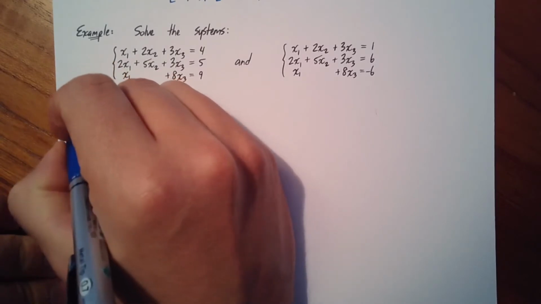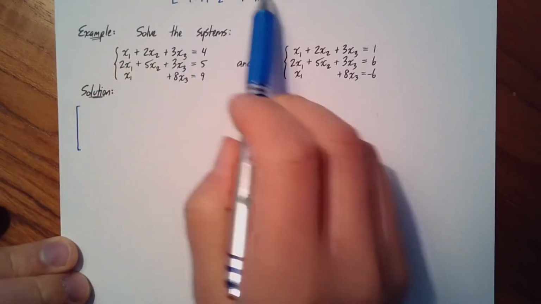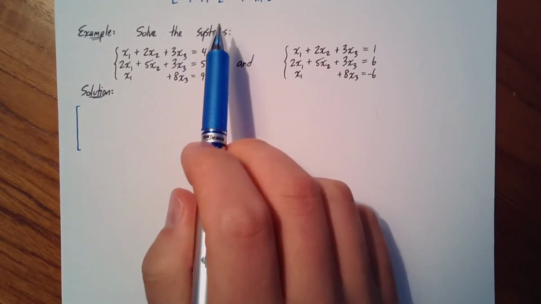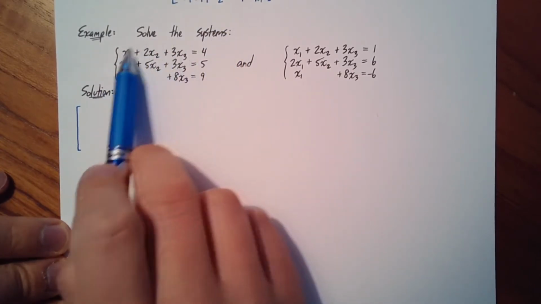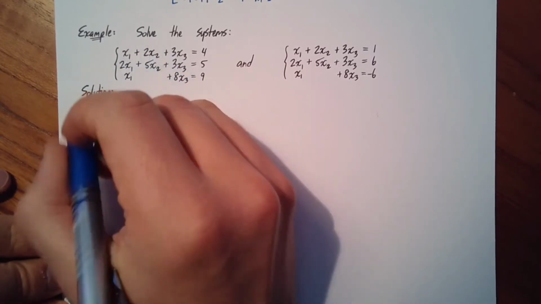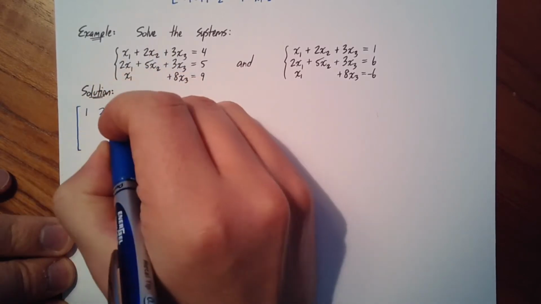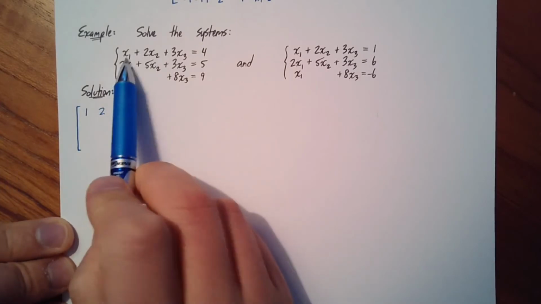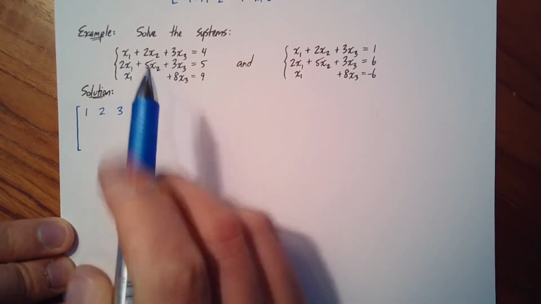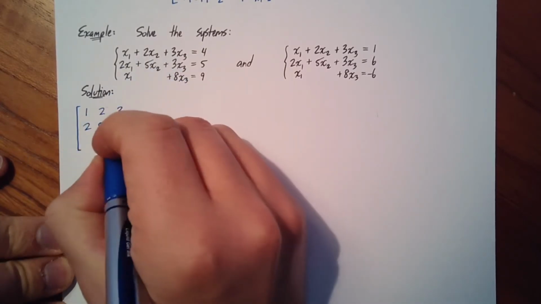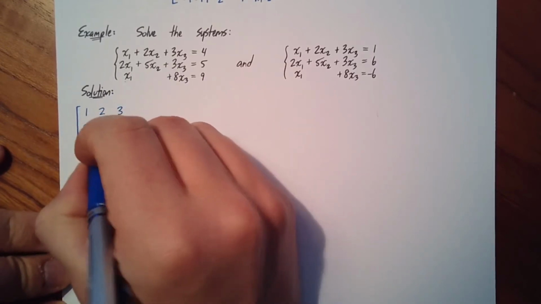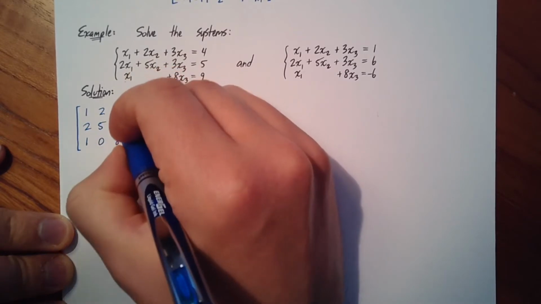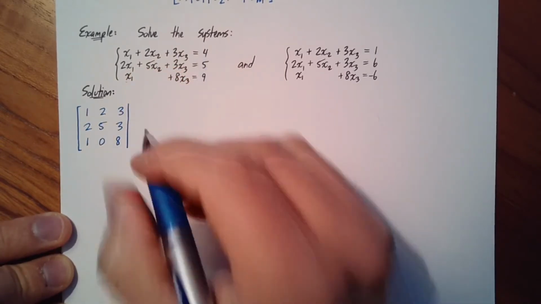So let's form the equivalent of this matrix. We're going to write down the coefficient matrix of our linear systems. So we've got 1, 2, 3, then 2, 5, 3 for the second row, and then our third row is 1, 0, 8. Then I'll draw a vertical line, and then I'm going to draw my constant column.